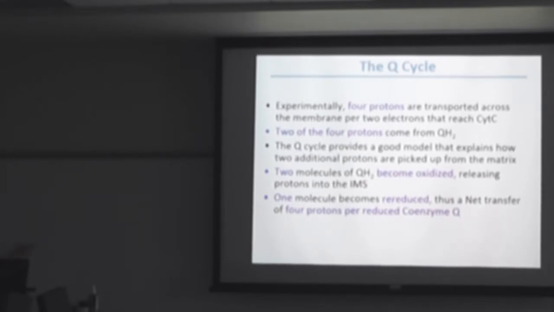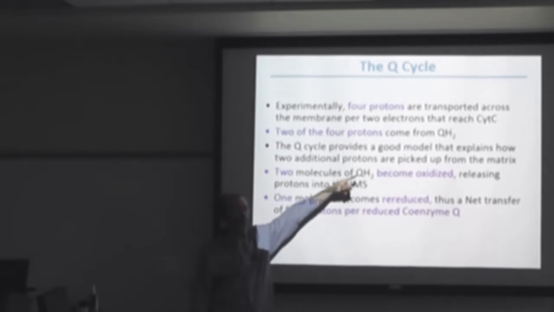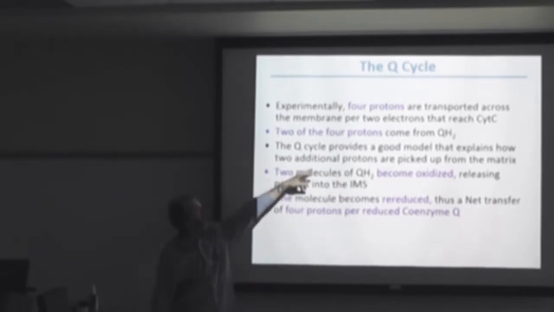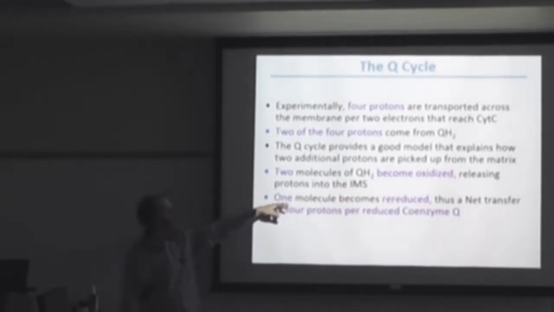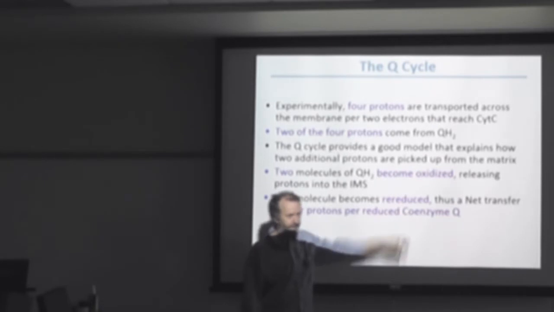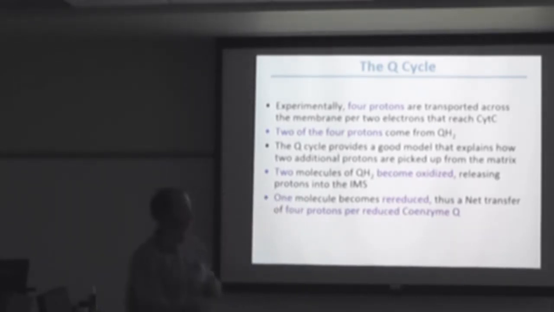So experimentally, 4 protons are transported across the membrane per 2 electrons that reach cytochrome C. 2 of the 4 protons come from ubiquinol. The Q cycle provides a good model that explains how 2 additional protons are picked up from the matrix. 2 molecules of ubiquinol become oxidized and release those protons into the intermembrane space. 1 molecule becomes re-reduced. So we oxidize 2 and then we re-reduce 1. And thus a net transfer of 4 protons per reduced coenzyme Q. There's 2 stages to this Q cycle.